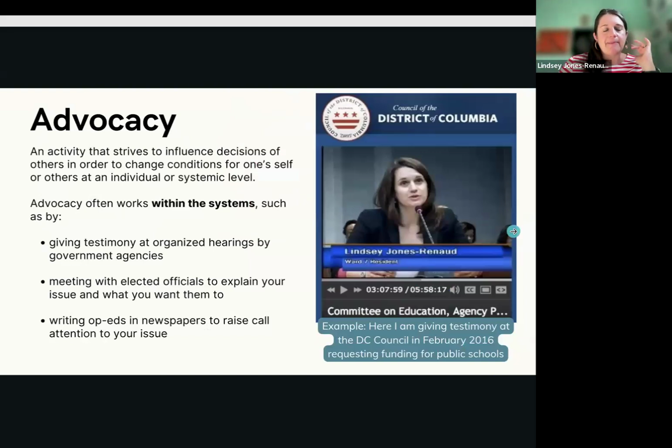So again, advocacy. As we talked about, it's an activity that strives to influence decisions of others in order to change conditions for oneself, for an individual, or at a systemic level. So when we're thinking about how advocacy compares to, say, activism, advocacy often works within the systems that we have. So, for example, giving testimony at organized hearings by government agencies.